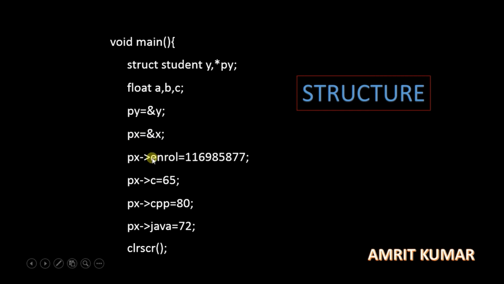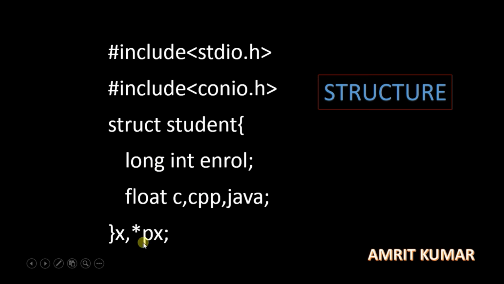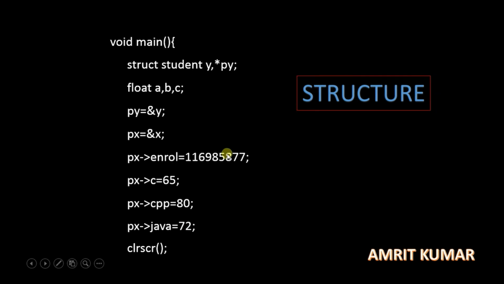Then I am assigning a value into px of enroll. It means I am assigning the px pointer into the enroll, and I am assigning this number. Then in a similar way I am assigning in px of C, in px of CPP, and in px of Java. Because px is a pointer here, we need to use the arrow.